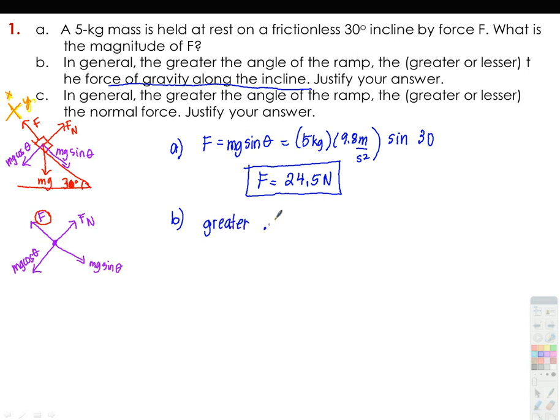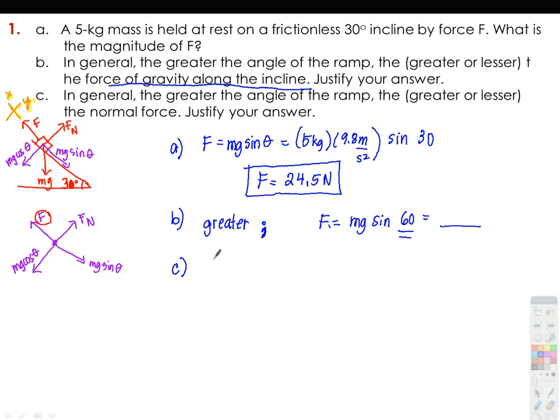So it should be greater. Another way to justify your answer, you can plug in a new value of this sine. Let's say you can put mg sine of, like, I don't know, maybe 60. You will see that the value will be higher. So it means that as you are making the theta higher, the force of gravity along the incline is getting higher as well.